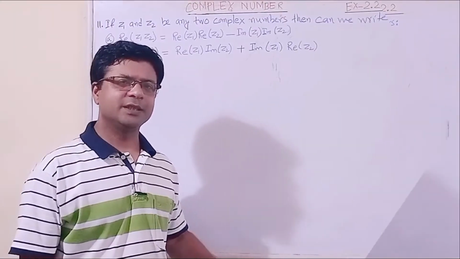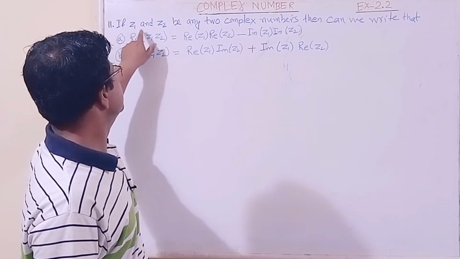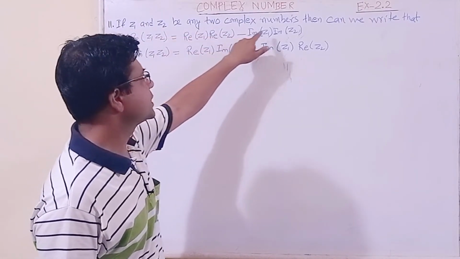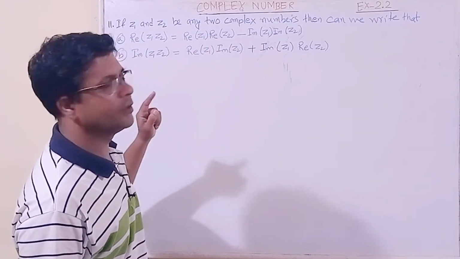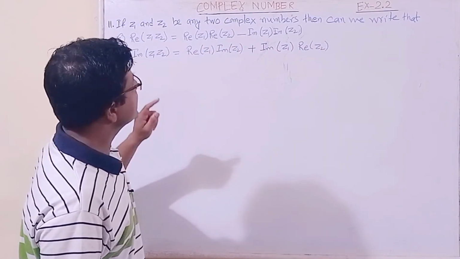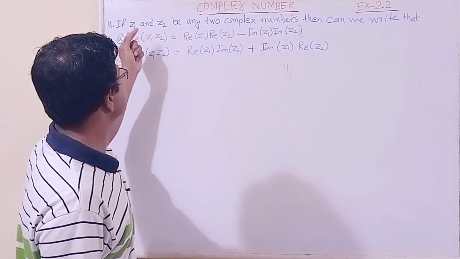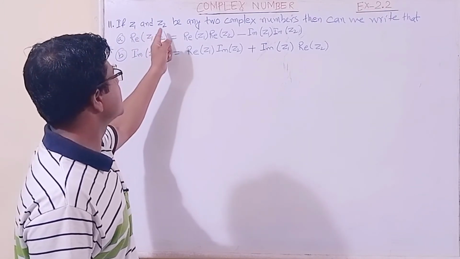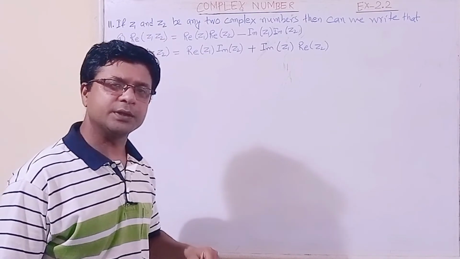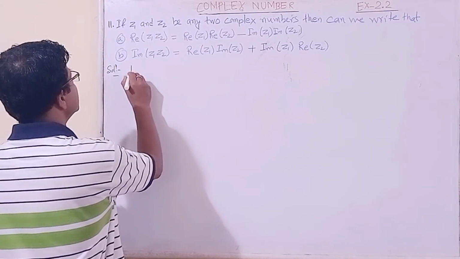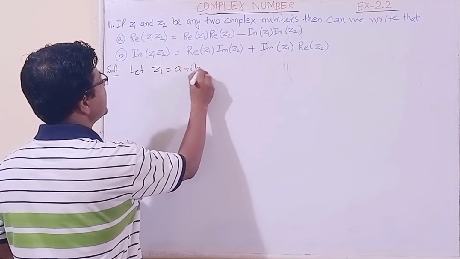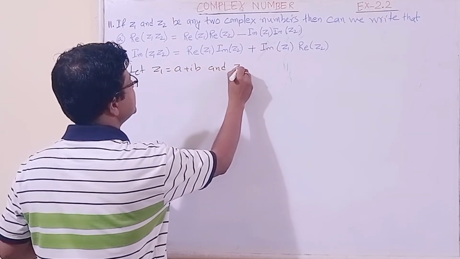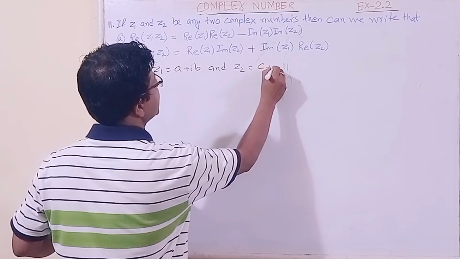Alright students, in question number 11, if Z1 and Z2 are any two complex numbers, can we write that these are the two expressions, whether we can write or not? Let us see. Here, dear students, one thing is not given: the expression for Z1 and the other complex number Z2. So we have to assume that. Let Z1 be a plus ib and Z2 be, suppose, c plus id.